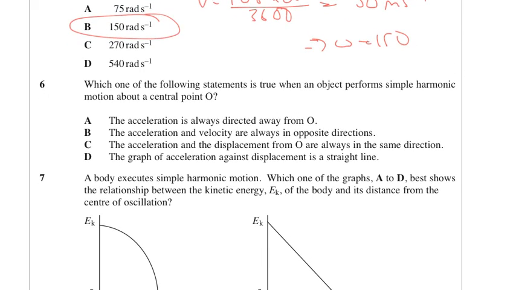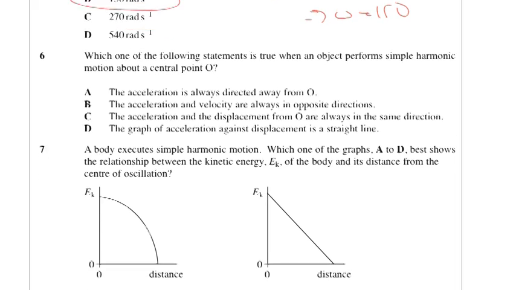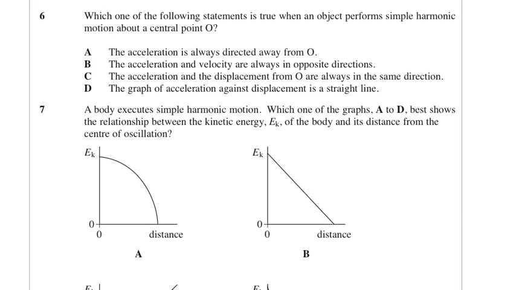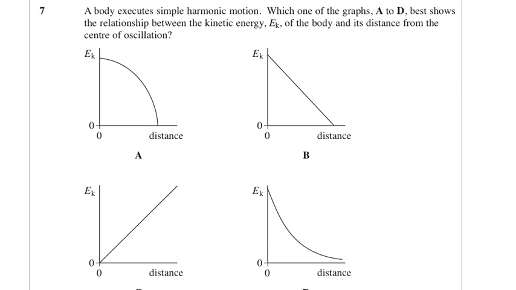Which one of the following statements is true when an object performs SHM about a central point O? So we're looking for the one that's true in this case. The acceleration is always directed away from O. Rubbish, it's always directed towards O. The acceleration and the velocity are always in opposite directions. No, that's not true either. The acceleration and the displacement from O are always in the same direction. No, in SHM they have to be in opposite directions, which leaves us with D. The graph of acceleration against displacement is a straight line. Yes, because it has to be directly proportional, so it would be a straight line graph.